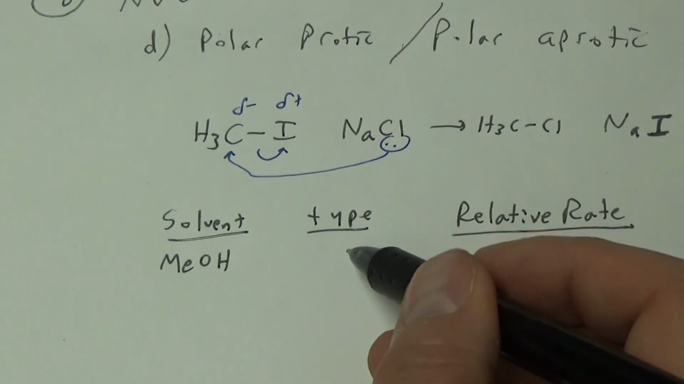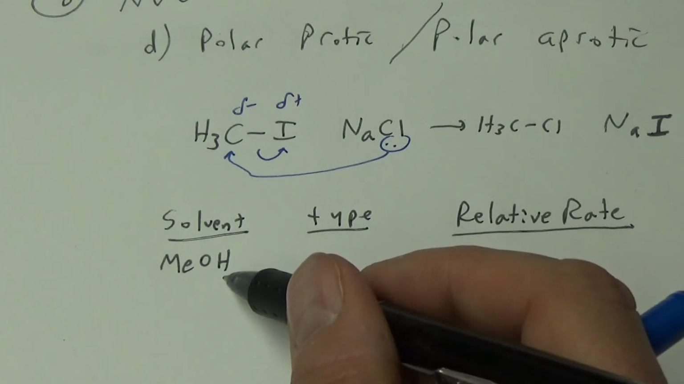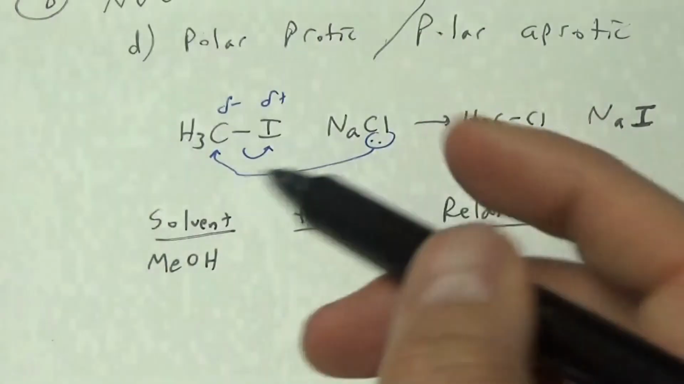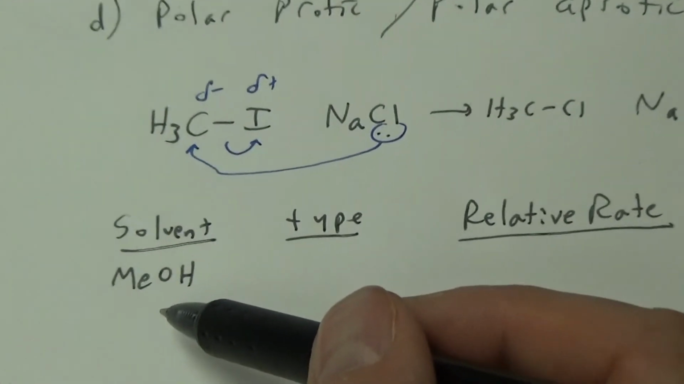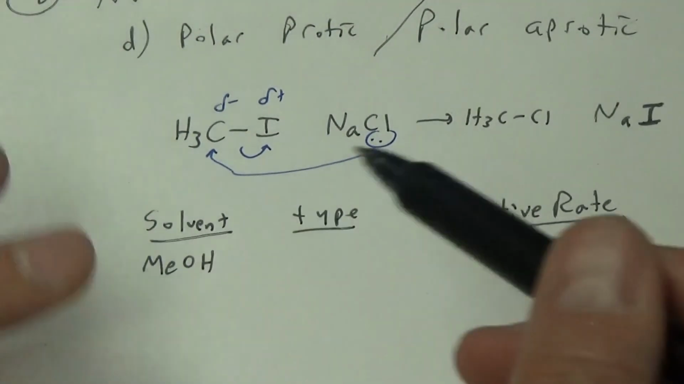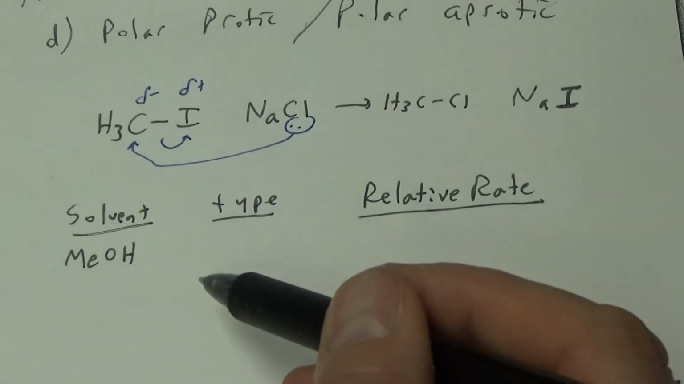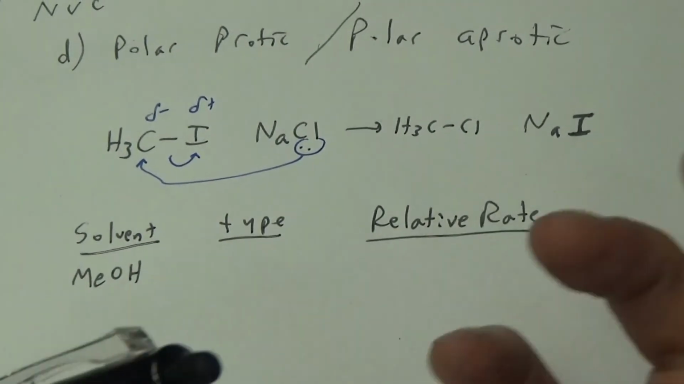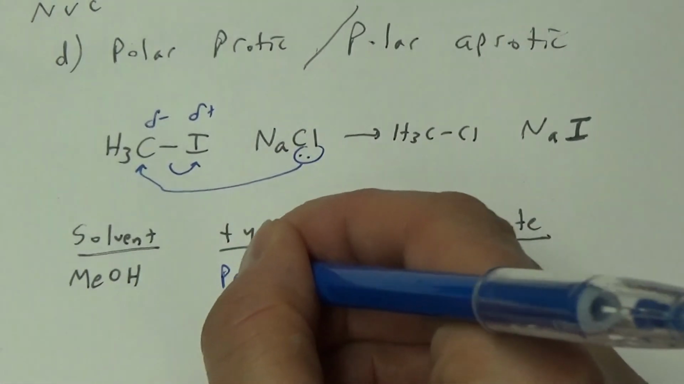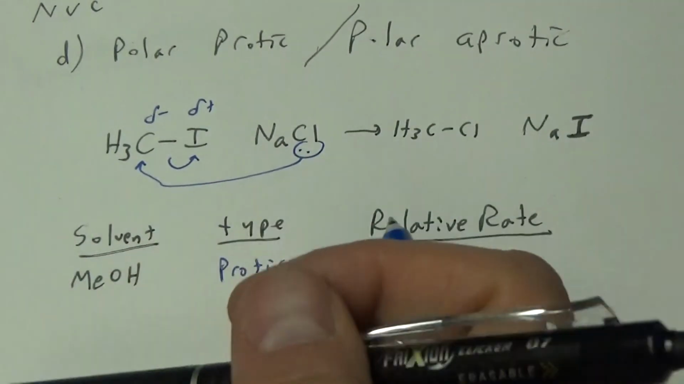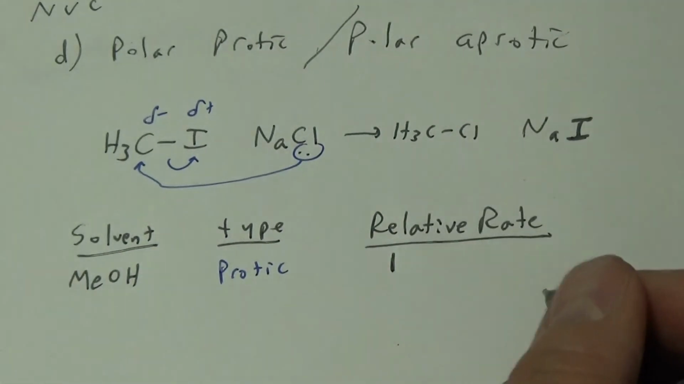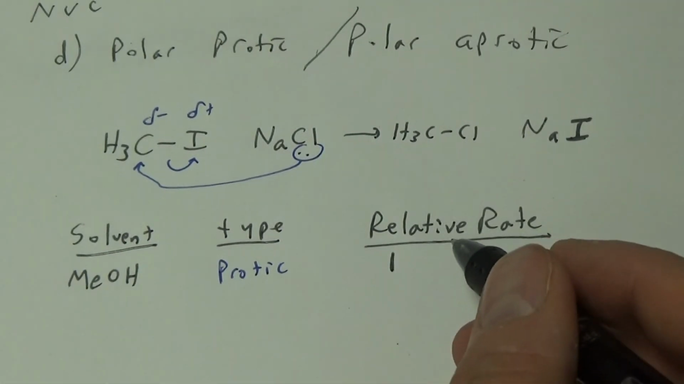Is this protic or aprotic? Well, you got the proton there on the oxygen. Of course, you also have the CH3, but those protons don't count for the sake of being protic and aprotic. It's really that OH, right? So it is a protic. And the relative rate is 1. So yeah, the reaction goes. It's going to be 1.